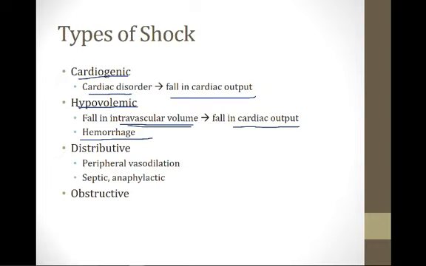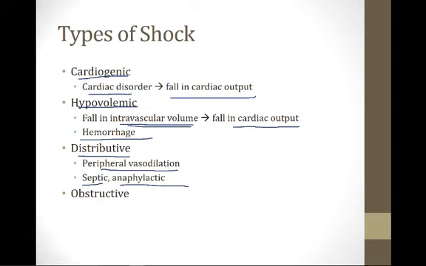The third type of shock is called distributive. This is the type of shock seen when there's massive peripheral vasodilation. There are many subtypes of distributive shock, but you may be familiar with septic shock. This is when an infection leads to peripheral vasodilation. Anaphylactic shock is also a type of distributive. That's when an allergic reaction causes shock.